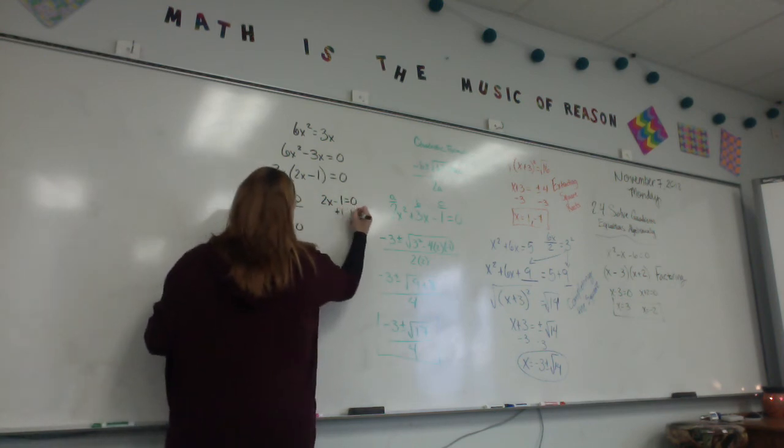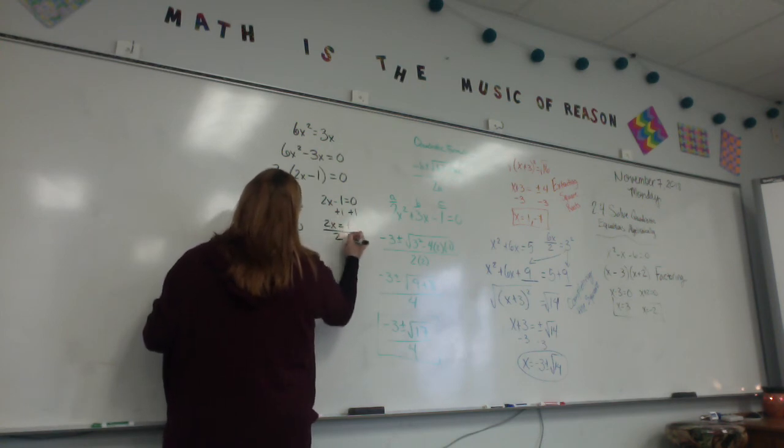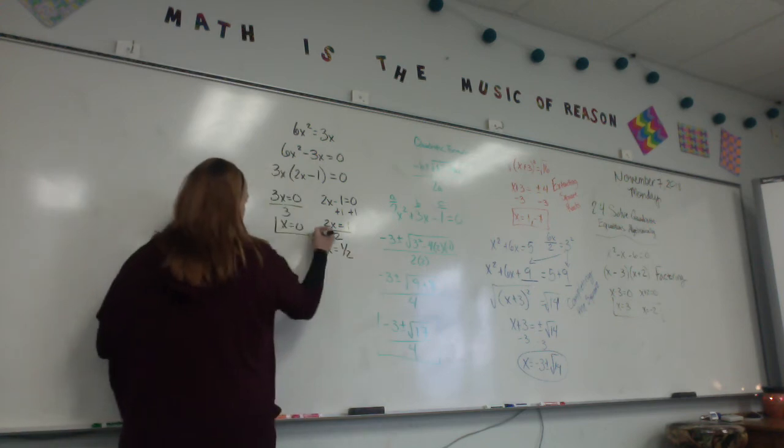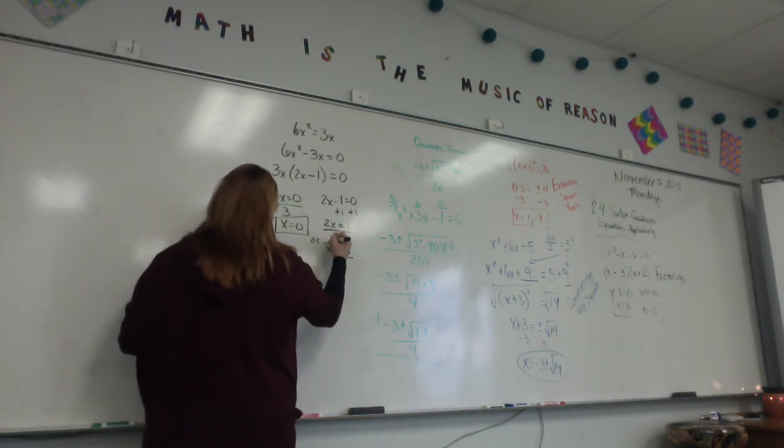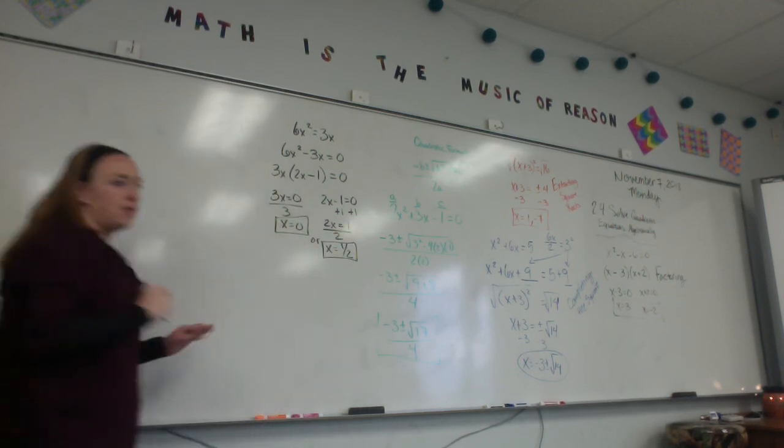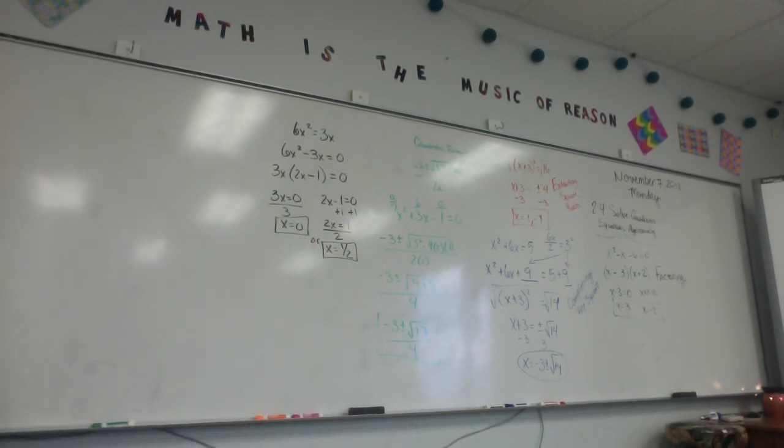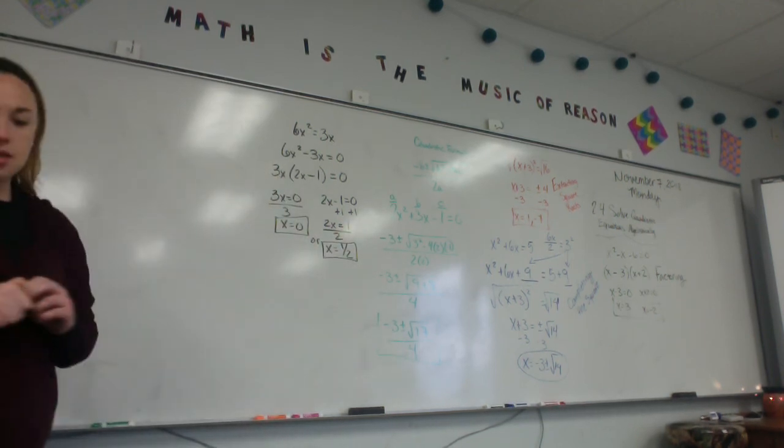When I add 1, I get 2x equals 1. Divide by 2 and x equals 1/2. So my answer is 0 or 1/2. Okay, so I have two possible solutions in that case.